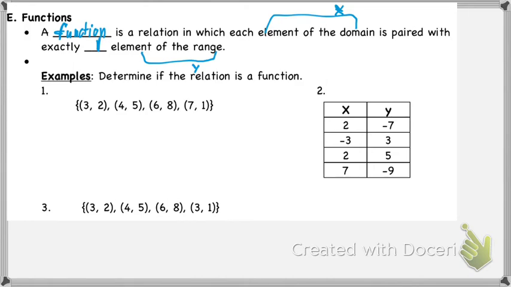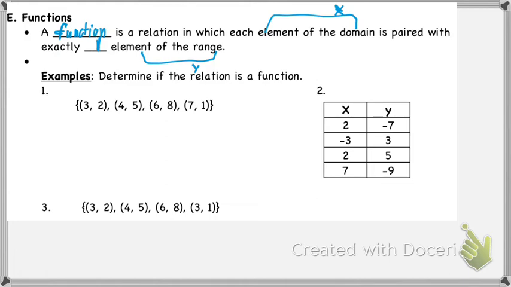So when we're saying determine if these are functions, here we have a relation. We know this is a relation. We just talked about that in letter D. Well, we're going to see if it's a more specific type of relation called a function. 3, 2, 4, 5, 6, 8, 7, 1. So our domain here is all the x values: our 3, our 4, our 6, and our 7. Our ranges are y values, not in order here, but 2, 5, 8, and 1.